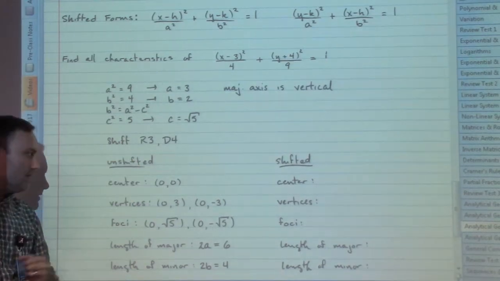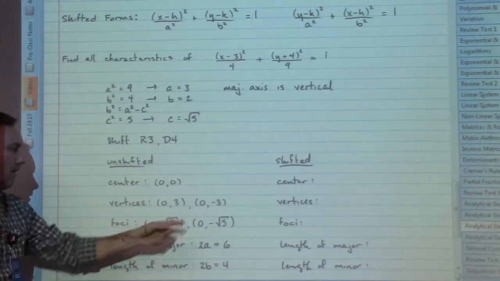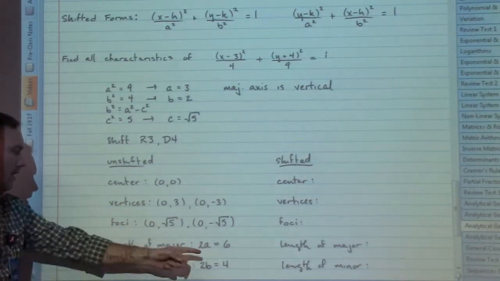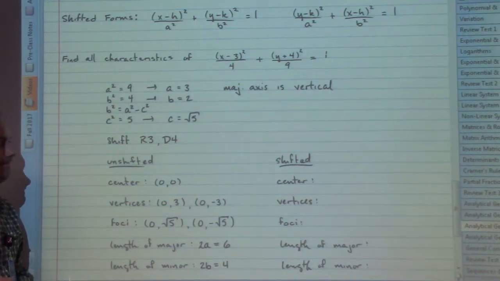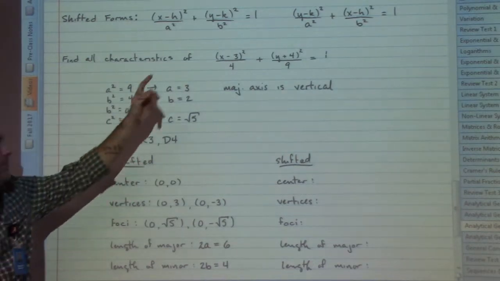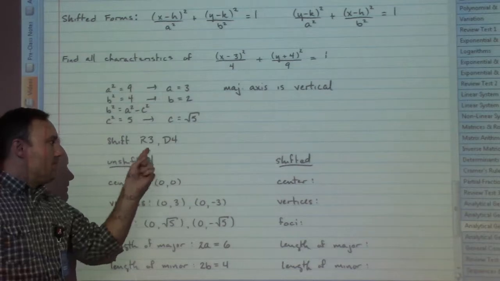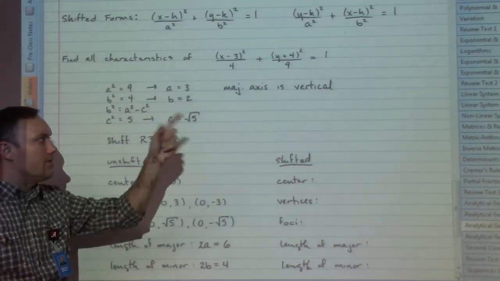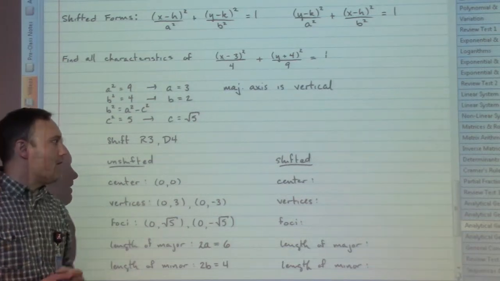And that allows us to list out our unshifted information, where we've got our center, our vertices, our foci, our length of the major axis, and our length of the minor axis. Now we would need to shift things. Based on the parentheses x minus 3, that means that we're shifting right 3. Based on our parentheses y plus 4, we are going to be shifting down 4.